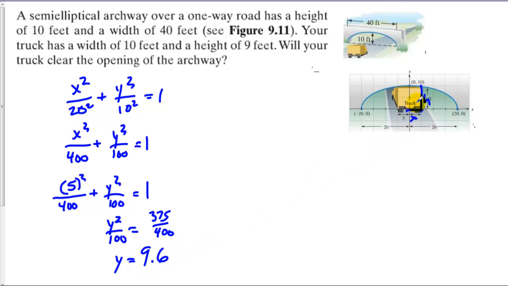So what this says is if I move 5 out, I'm a total of 9.6 feet up. My truck's only 9 feet, so this will fit. I've got a 6-inch clearance.